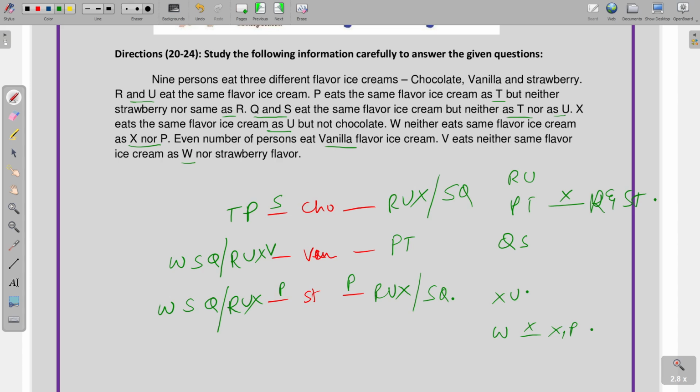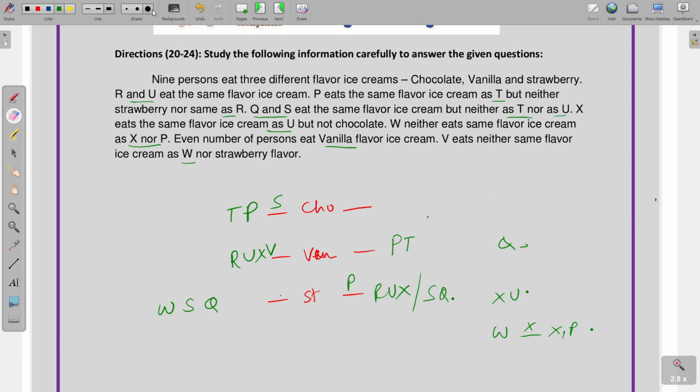V likes vanilla ice cream, and W, S, Q come here, W, S, Q likes strawberry. R, U, X, V likes vanilla. Why? Because the number of people who like vanilla is an even number of persons. And only T, P likes chocolate. This is the final arrangement of the puzzle.